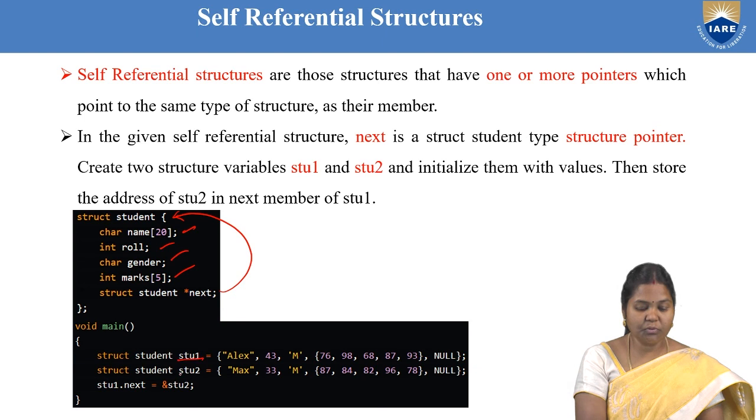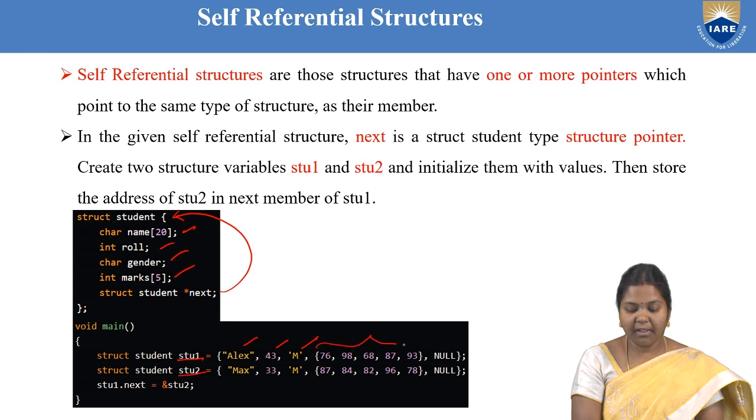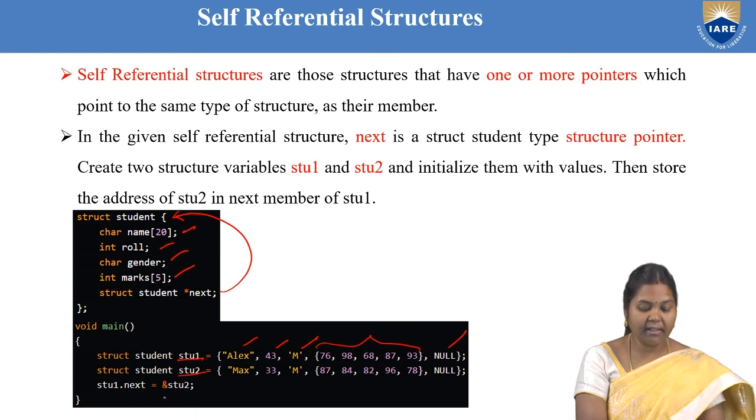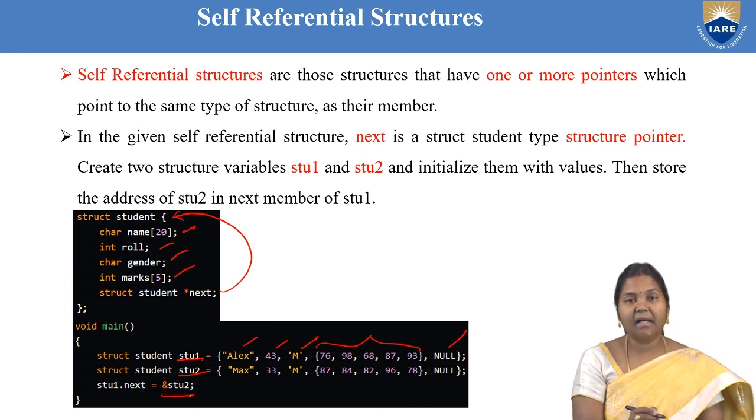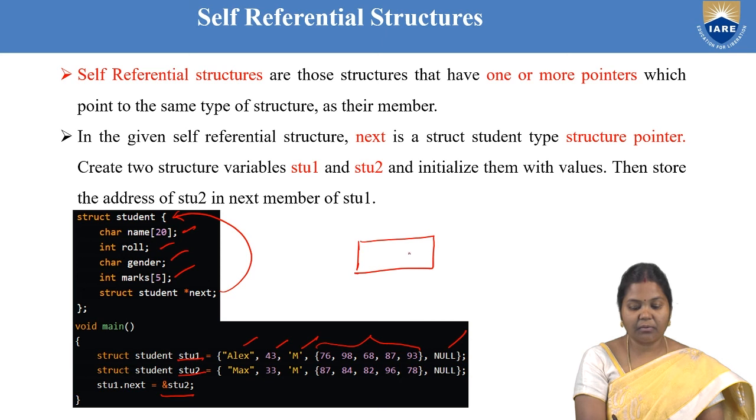Suppose we have created two student structure variables here, student 1 and student 2, and these are the values for them. First one is name, second one is the roll number, third one is gender, followed by marks in 5 different subjects, followed by the address, which is initially null. Now after creating these two records, we write student 1 dot next, that means the first student record contains the address of the second student record.